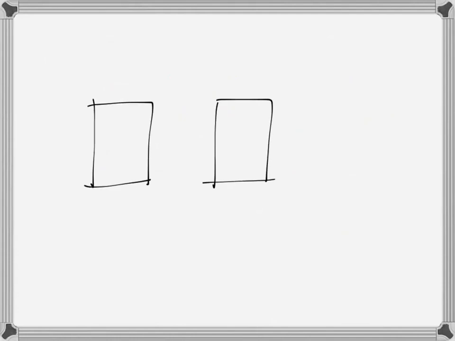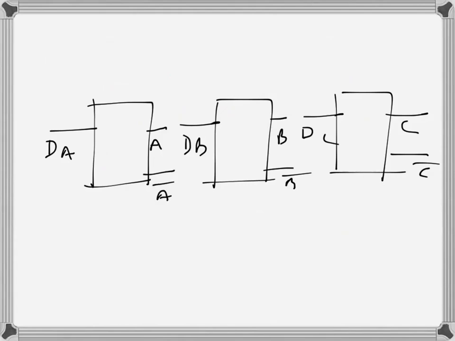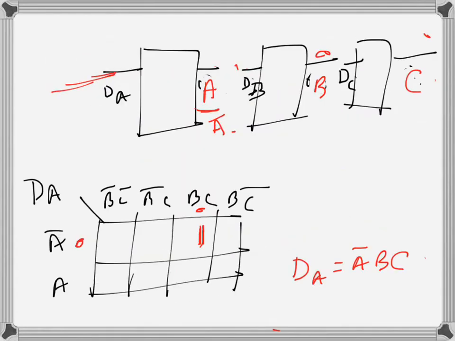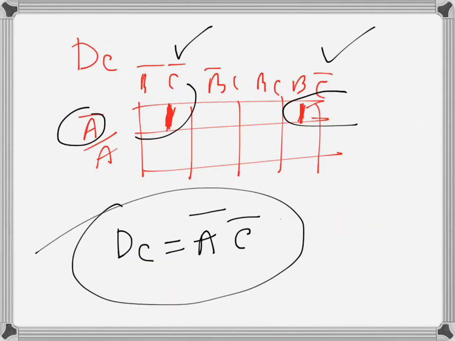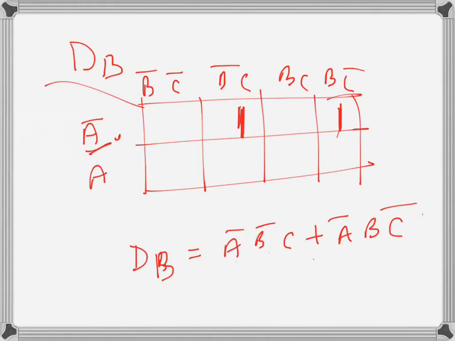So if we want to make the mod 5 counter using just D flip-flops DA, DB and DC, this is of course A here, B here, and C here, and of course B bar, C bar. These are the outputs; instead of the Qs, I am just writing A. I will just draw it. For A bar BC, I will have A bar coming, B and C, all of them ANDed and then coming here. Similarly, for DB, it will be A bar B bar C and A bar B C bar.